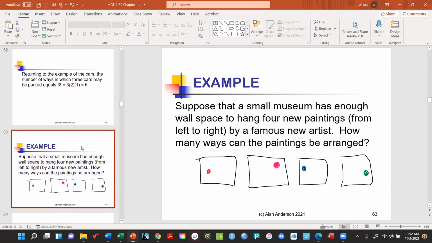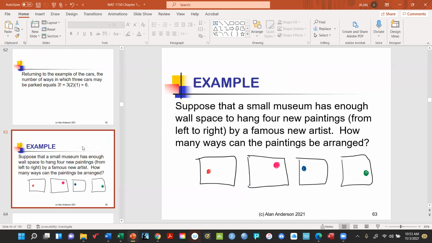Oh, here's a quick one. I threw this in there for the fun of it. There's a small museum that has enough wall space to hang 4 new paintings from left to right by a famous new artist. This artist specializes in putting colored dots on white canvases, and they're all the rage, so they're very expensive right now. So how many ways can the museum hang those paintings from left to right?